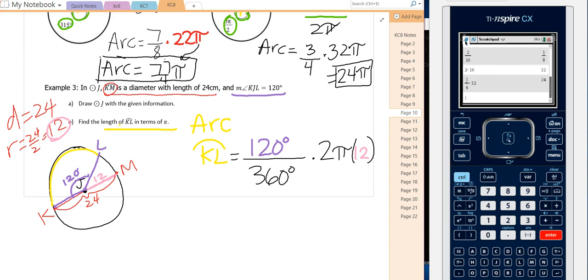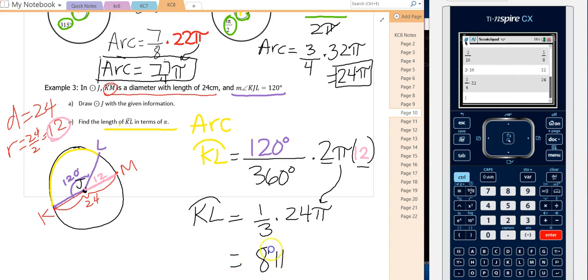I'm going to speed this up because you don't need to see me do it in the calculator. So we have our arc of KL is going to equal 120 divided by 360 is 1/3. 2 times 12 is 24. I can't forget to bring my pi down because I didn't do anything with that, so don't forget to bring that down. And 1/3 times 24 is going to give me 8.